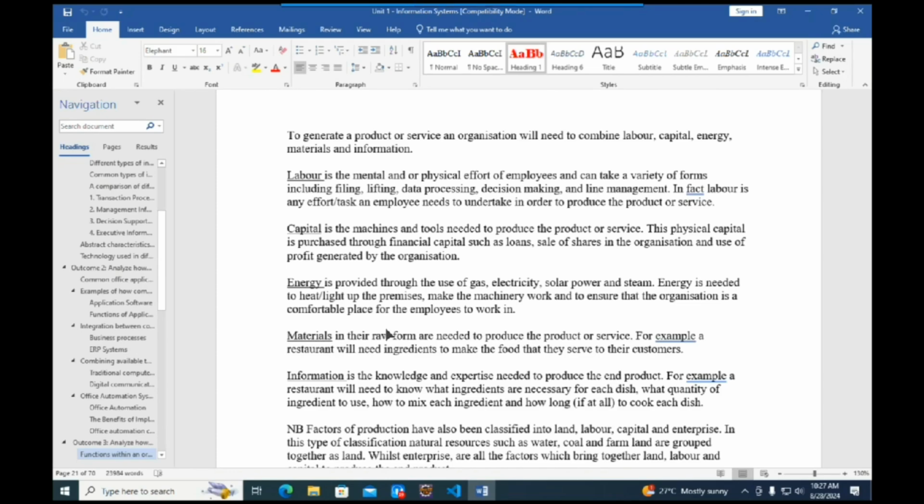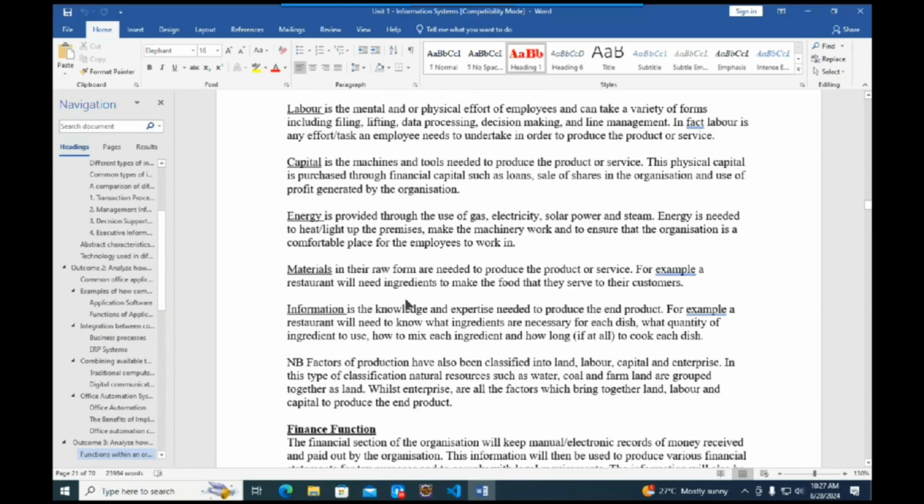We can also use energy to make the machines that we have work. So for machinery work, and also to make sure that the organization is comfortable in terms of the areas the employees are working. Then we also need materials.